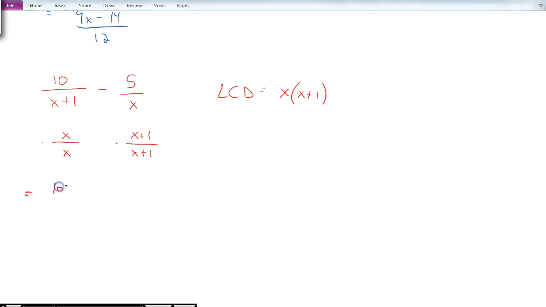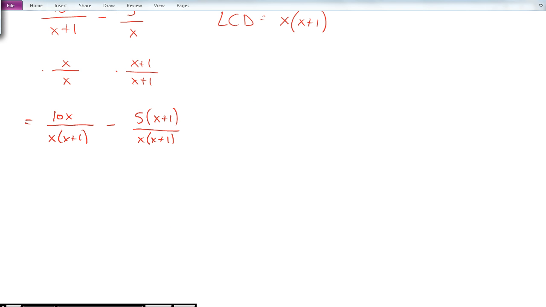We're going to say this is 10x over x times x plus 1 minus 5, and here comes that distributive property again, 5 times x plus 1 over x times x plus 1. Now remember, we're not trying to simplify and divide right now because the whole point was to generate that denominator. Okay, so now I can say the common denominator is x times x plus 1, and my numerator is 10x minus 5x plus 5. There's that distributive property coming, and here I have 5x plus 5 over x times x plus 1. That's an acceptable answer.